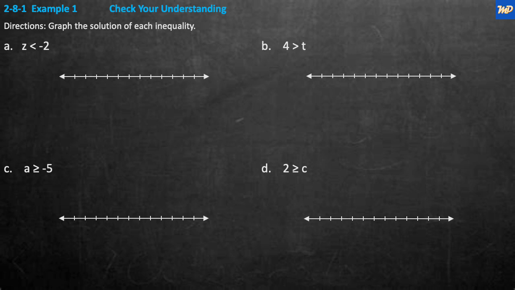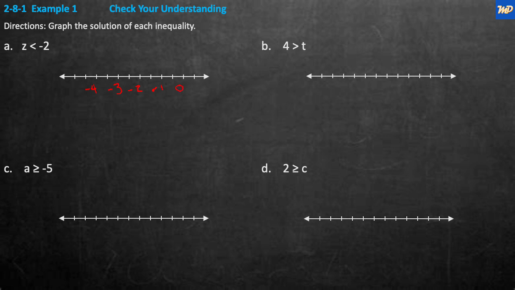And let's give it a try. So for A, we're going to graph the solution of each inequality. So Z is less than -2. So I'm going to put -2 right out here. And I'm going with red, by the way. I've changed to red. It's easier to see, I think. -2, -3, -4. You see I'm skipping. So I'd have -2.5, -3, -3.5, -4. I'm skipping them. So I'm going to skip those and go to -1 and 0.